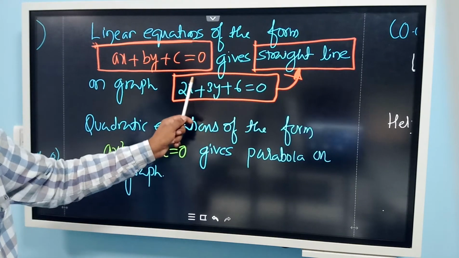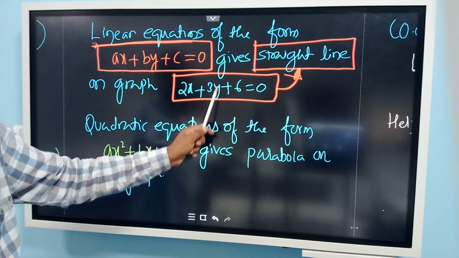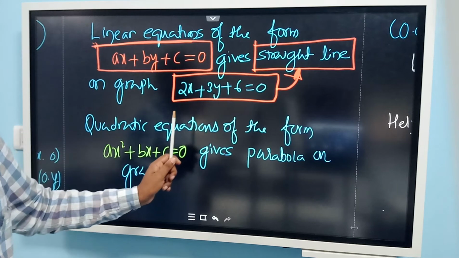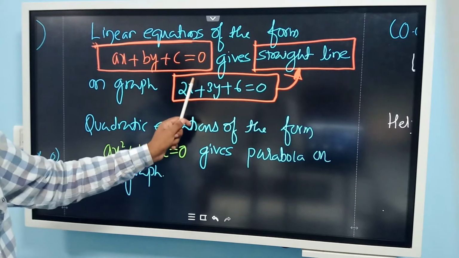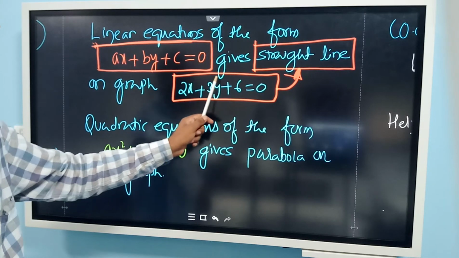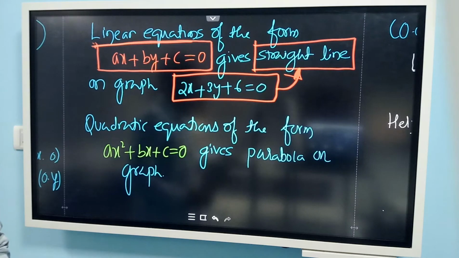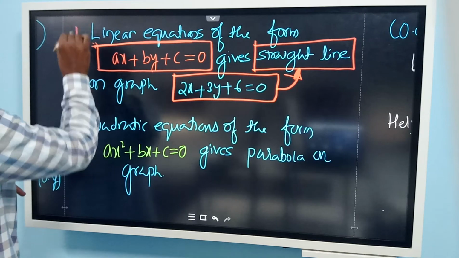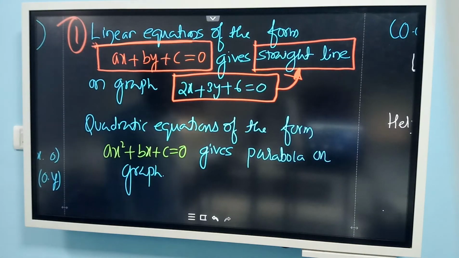The degree of x is 1, and the degree of y is 1. So the power or exponent value is 1 for both the variables x and y. So this is the first one, linear equations in two variables. The graph is always a straight line. Any linear equation you can take.